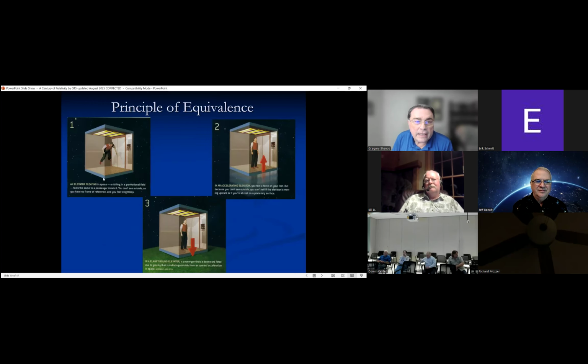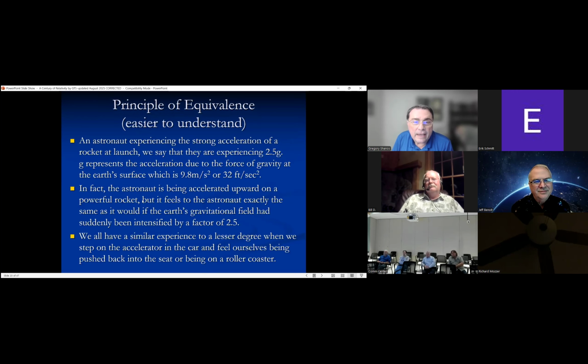The example that's always used is this elevator analogy, and I find this confusing, actually. What I like to think of for the principle of equivalence is this: an astronaut going up on a rocket experiences 2.5 times the force of gravity. This would be equivalent to standing still while gravity increased 2.5 times. You feel this to a lesser degree in a car when you push the pedal to the metal and feel yourself being pushed back.